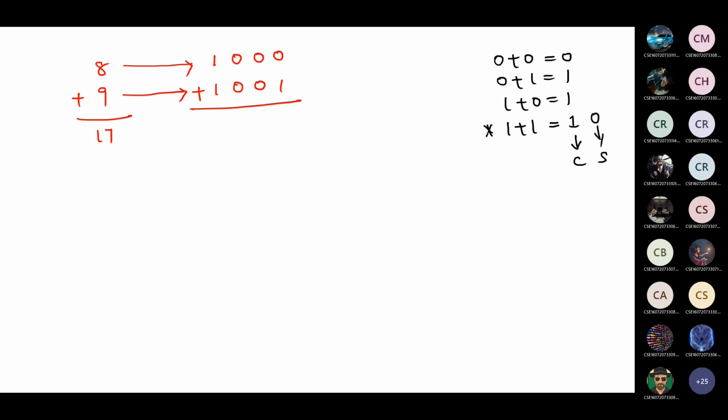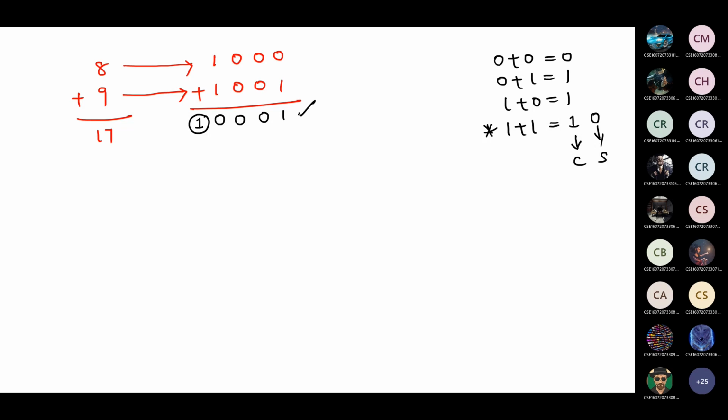Now, I'm checking this position. 0 plus 1, how much? 1, sir. 0 plus 1 is 1. Next, 0 plus 0 is 0. Next, 0 plus 0 is 0. Next, 1 plus 1. So carry is 1, sum is 0.